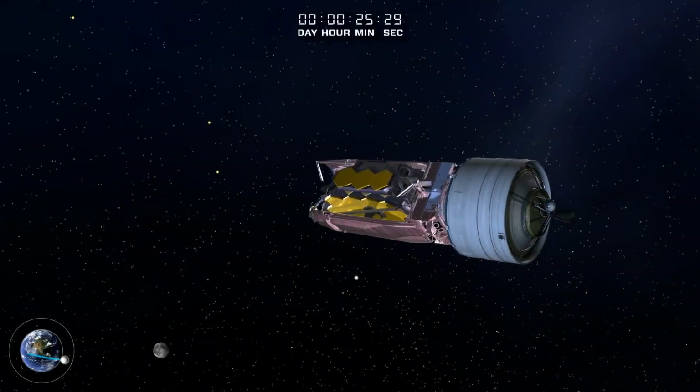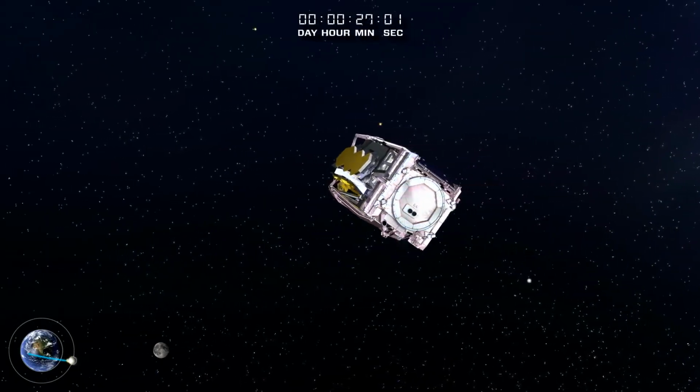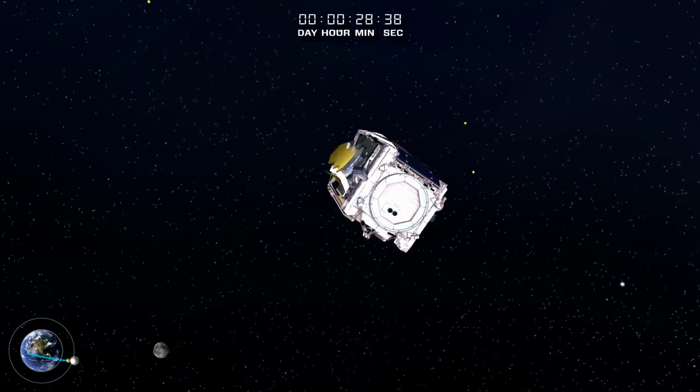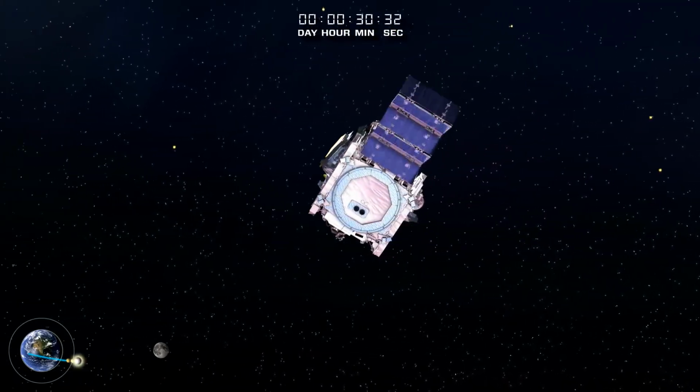The Webb telescope separates from the launcher's second stage. The white ring close to the Earth represents the Hubble Space Telescope's orbit, and the larger orbit is the geosynchronous orbit where most telecommunication satellites are located.